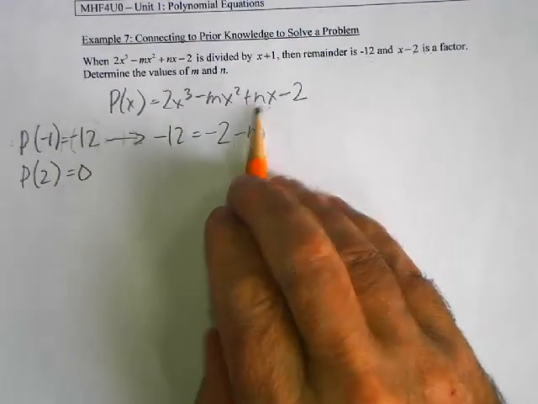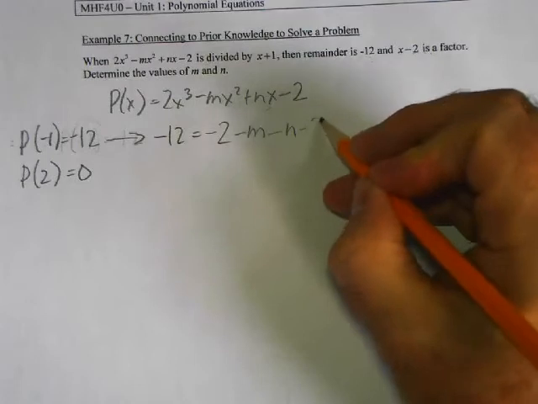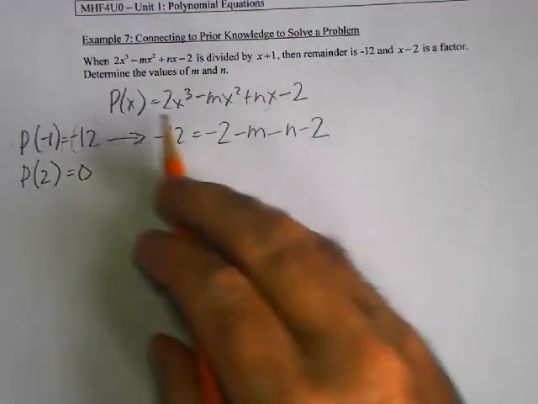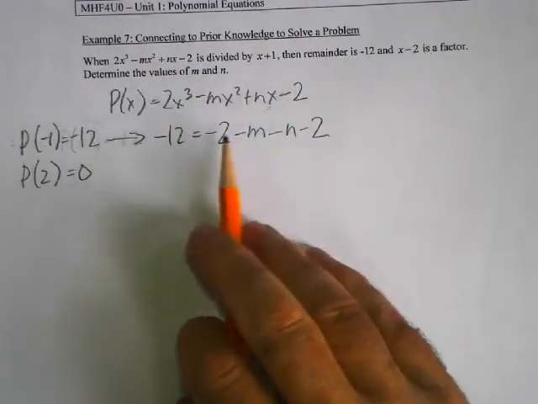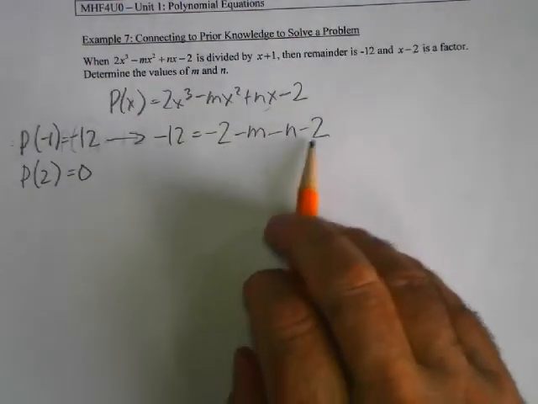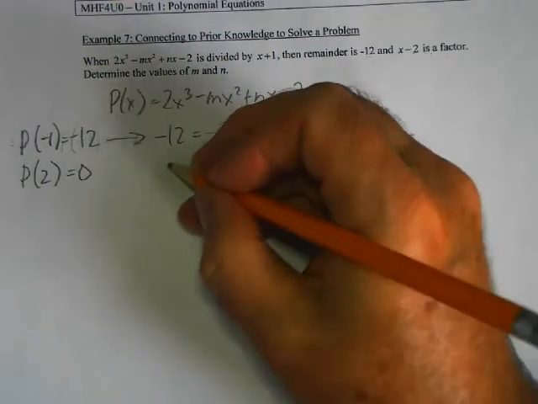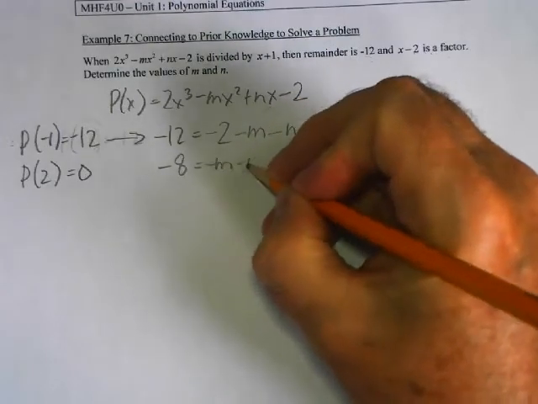If I plug in x equal negative 1 here, that's minus n, and then minus 2. So you can see I've created a new equation with m's and n's. I can simplify this quite a bit. So what I'm going to do is, that's a negative 4. So if I add 4 to both sides, I get negative 8 is equal to negative m minus n.